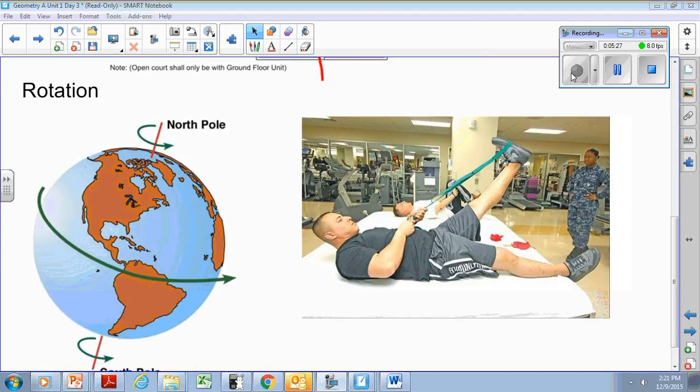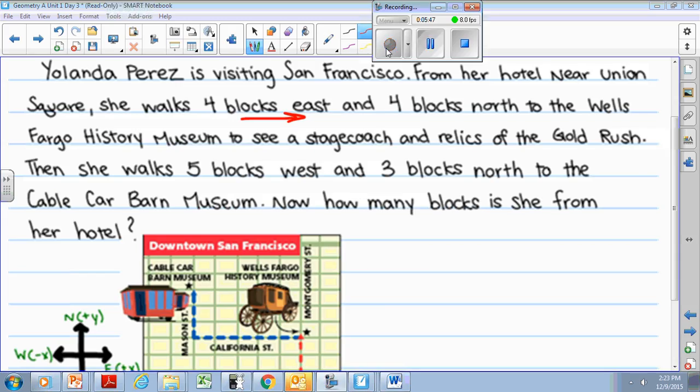The point is the poles, Earth rotates on its axis. I'll put axis here. Like the X and Y axis is something that you turn around. Just like I did there, boom. The X turn.